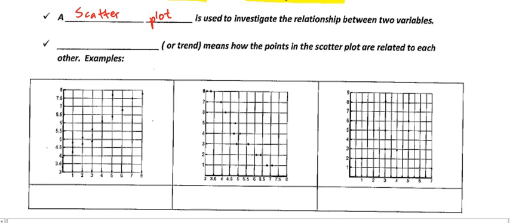Secondly, a line of best fit is the line that kind of goes right through all the dots. But the way that the dots are aligned is called correlation. Correlation, or a trend, means how the points in the scatter plot are related to each other. So let's look at these examples.